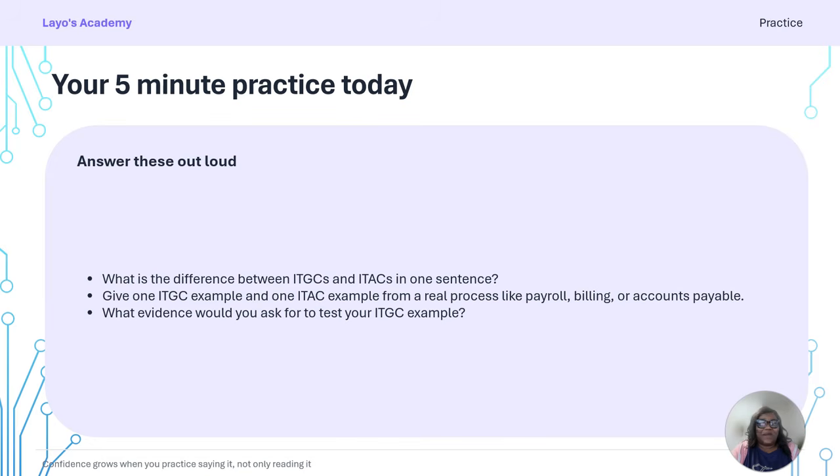I hope this has been helpful to you. I hope you have been able to learn this. Your confidence grows when you practice saying it, not only reading. So please practice saying this concept over and over again.